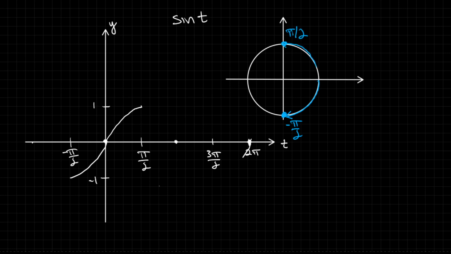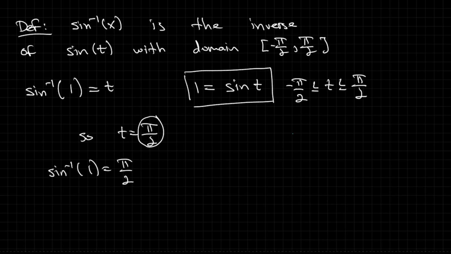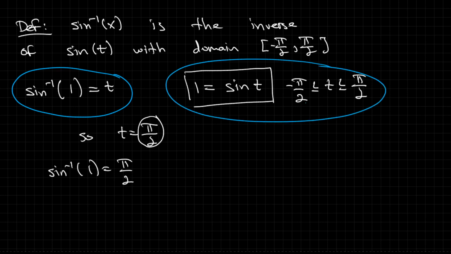And so the restricted domain of the sine function in order to create the inverse sine function is this right half of the unit circle here. This is a good picture to have in your head, because let's imagine again we wanted to figure out what sine inverse of 1 is. Well, we set it equal to t, and we switch the inputs and outputs, and we see that 1 is sine of t with t between minus pi over 2 and pi over 2.